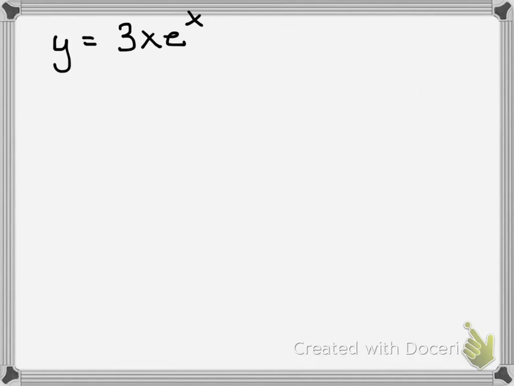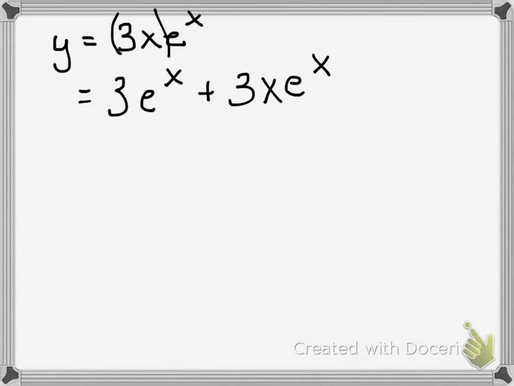Okay, taking a look at another example. Now you have 3 products here, but that's okay. You can just think of it as 3x times e to the x. It doesn't change anything. So first, we're going to take the derivative of 3x, and we'll just get 3, and then multiply it by e to the x. And then we don't change the first function, so that just stays as 3x, and the derivative of e to the x is just e to the x. So there's your derivative.